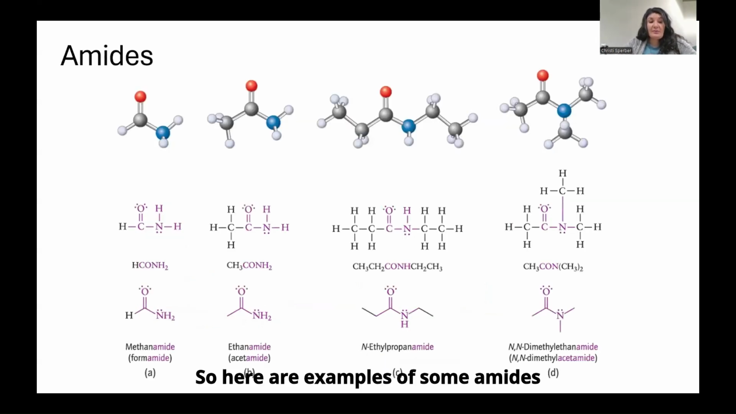So here are examples of some amides. We have methanamide, or formamide. It has a carbon double bonded to an oxygen and bonded to one hydrogen, and it's bonded to a nitrogen bonded to two hydrogens. We have ethanamide, which is a CH3 group bonded to the carbonyl carbon. The carbonyl carbon is also bonded to an NH2 group.